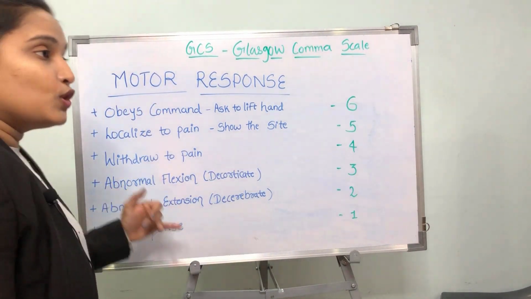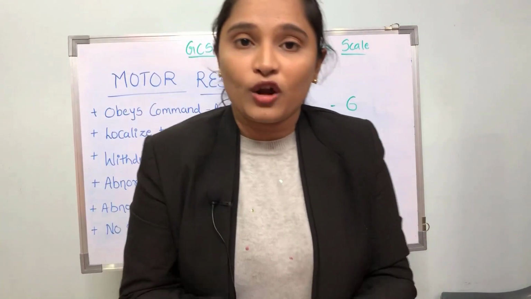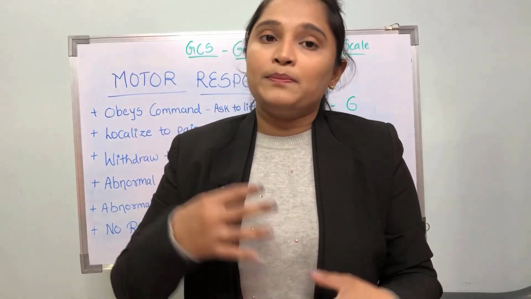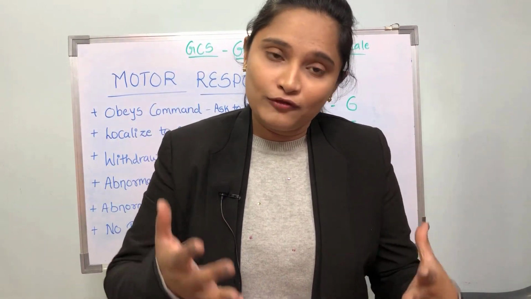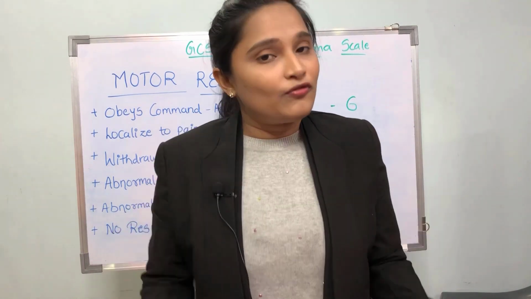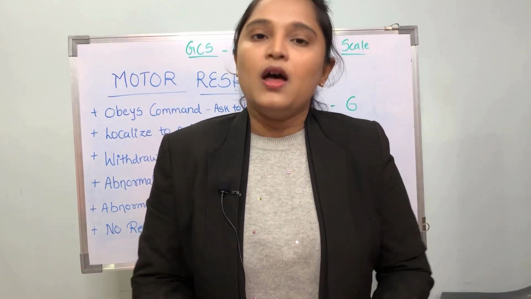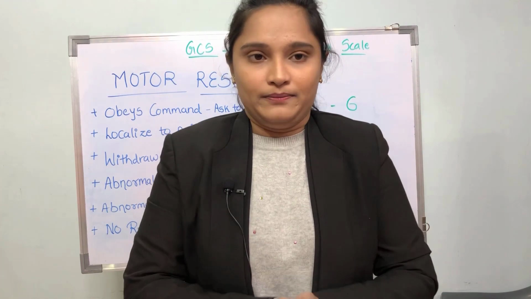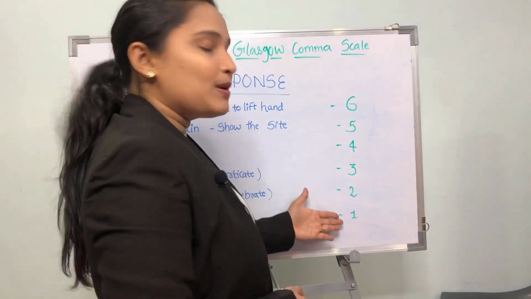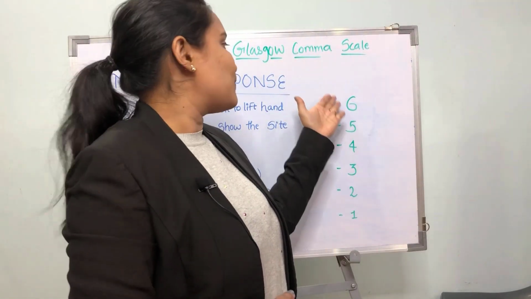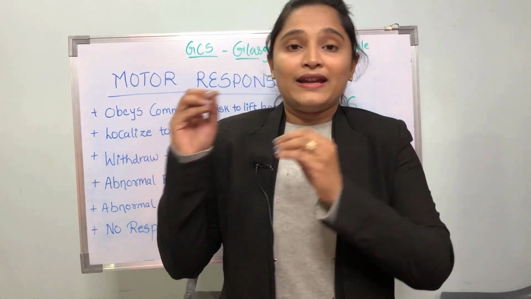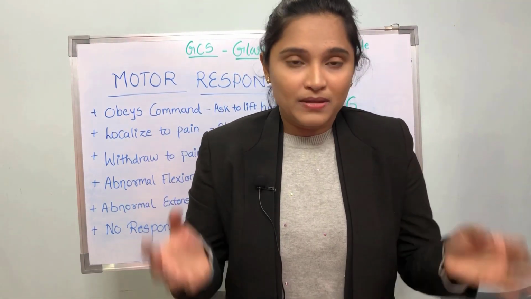If there is no response, if the patient is not following your command, is not showing the painful site, or there is no flexion, no extension, the score will be 1. So the minimum score is 1 and the maximum score is 6. Like this, it is very simple to remember GCS.